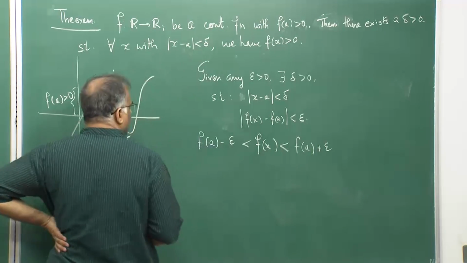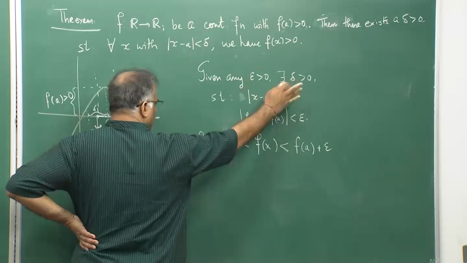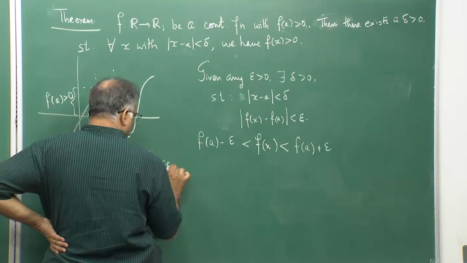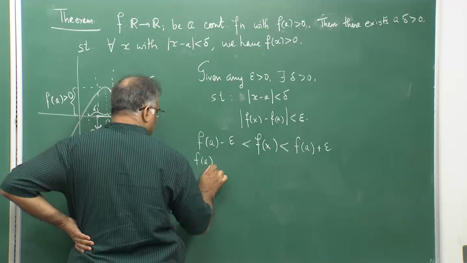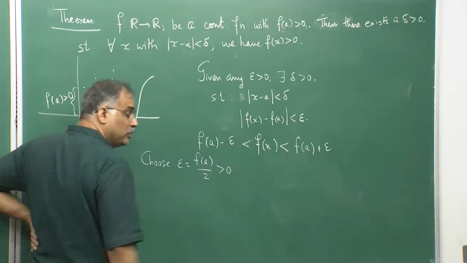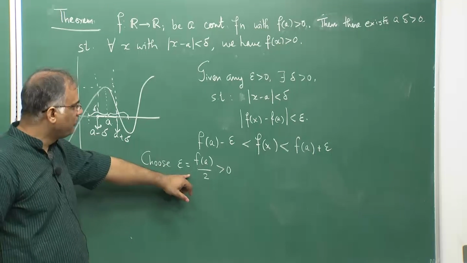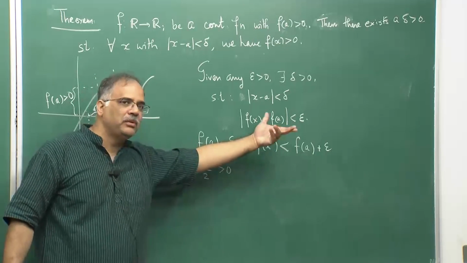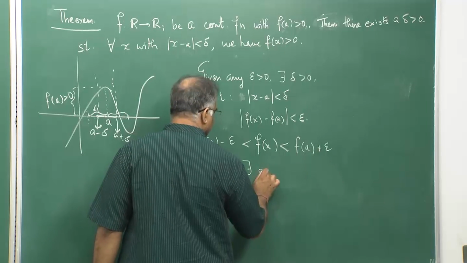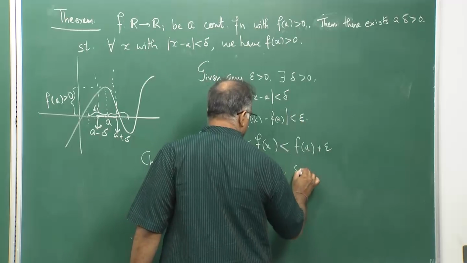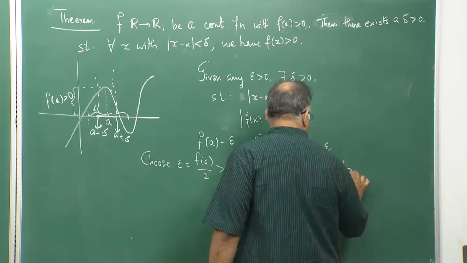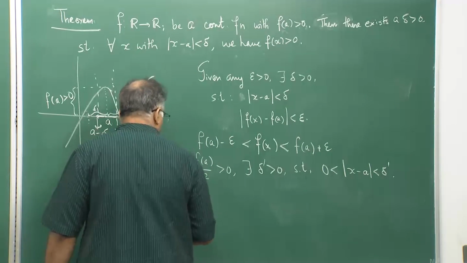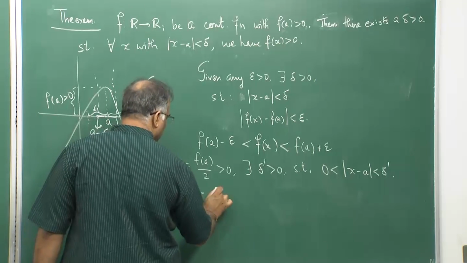Now, this is for any arbitrary epsilon, there will be a delta. So, choose epsilon equal to f(a) by 2, because f(a) is strictly bigger than 0, I can always choose epsilon to be half of f(a), and this epsilon is strictly bigger than 0, so corresponding to this epsilon there must be some delta. So, there exists a delta dash, say, such that whenever x minus a is in the delta dash neighborhood, I would have the following to be true.